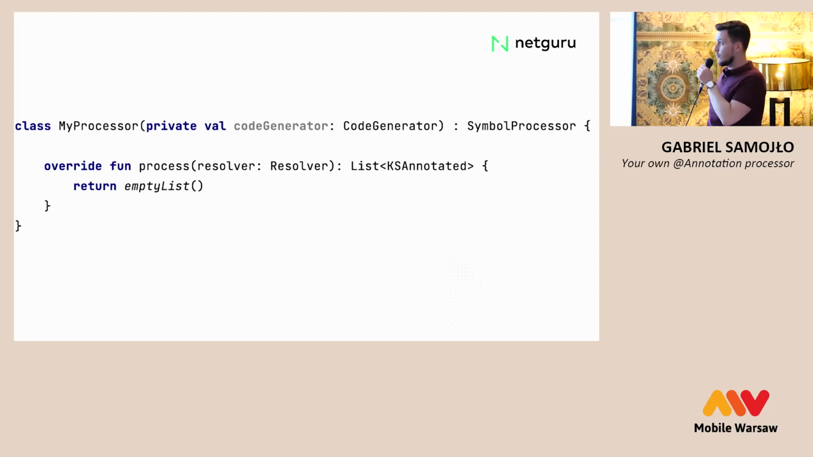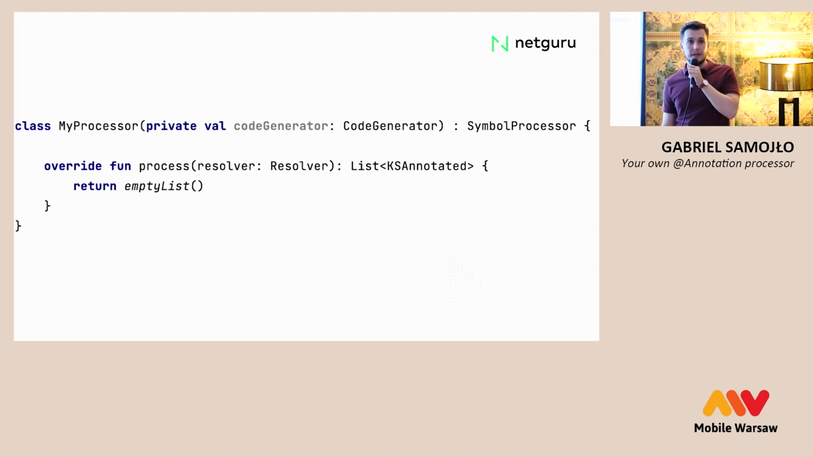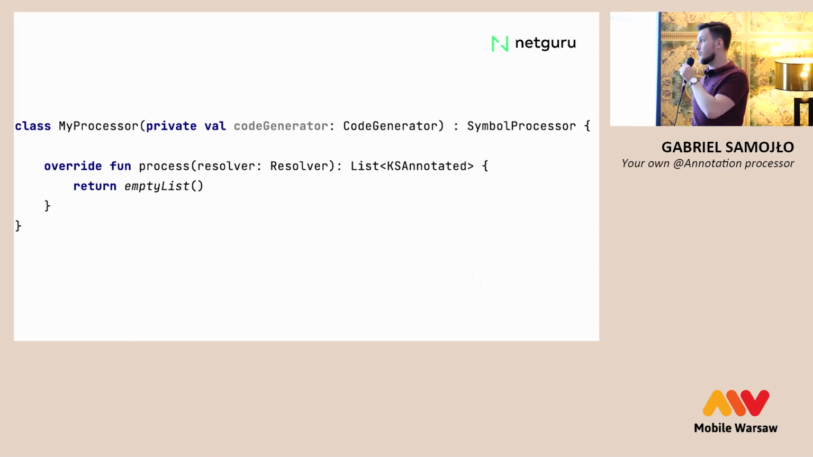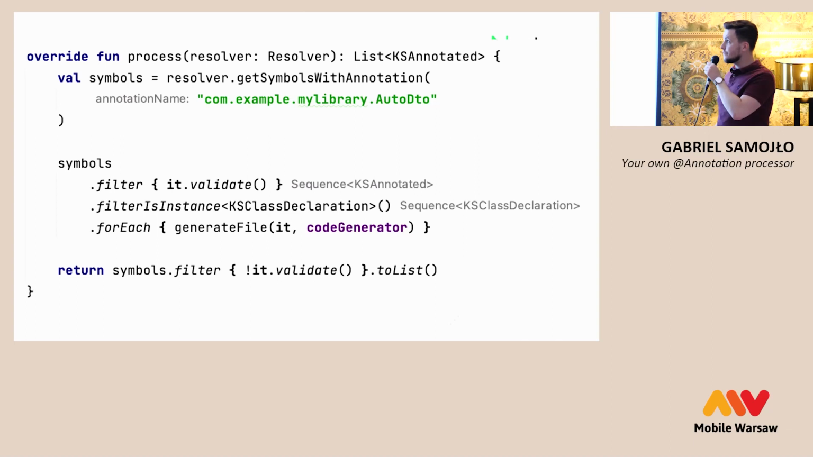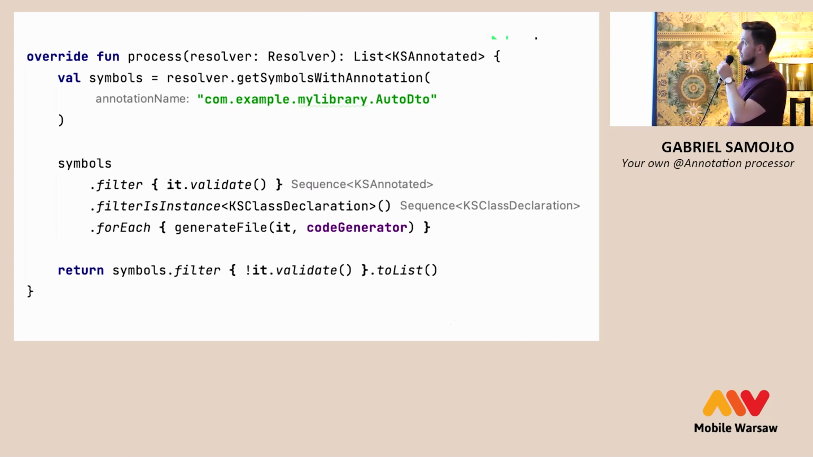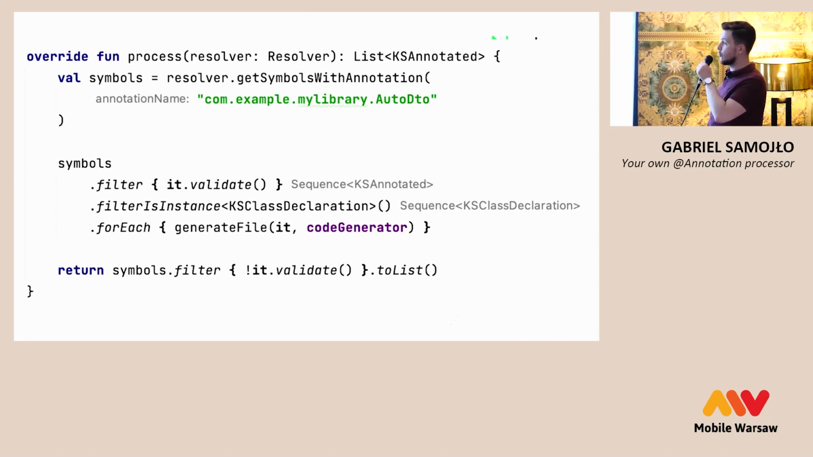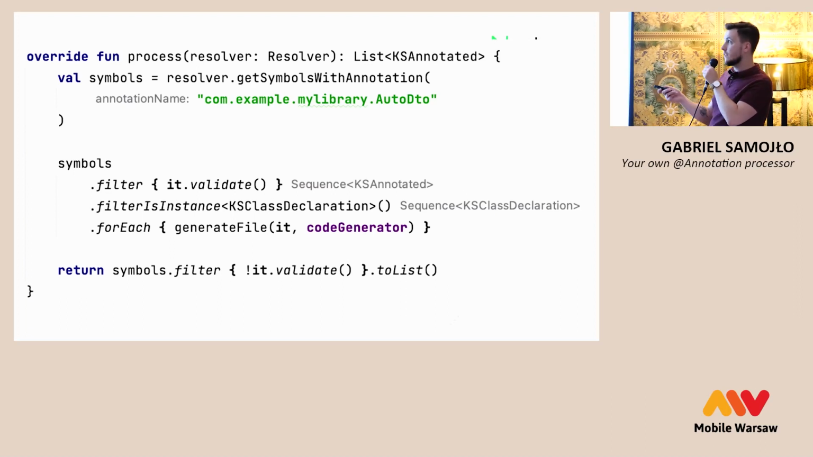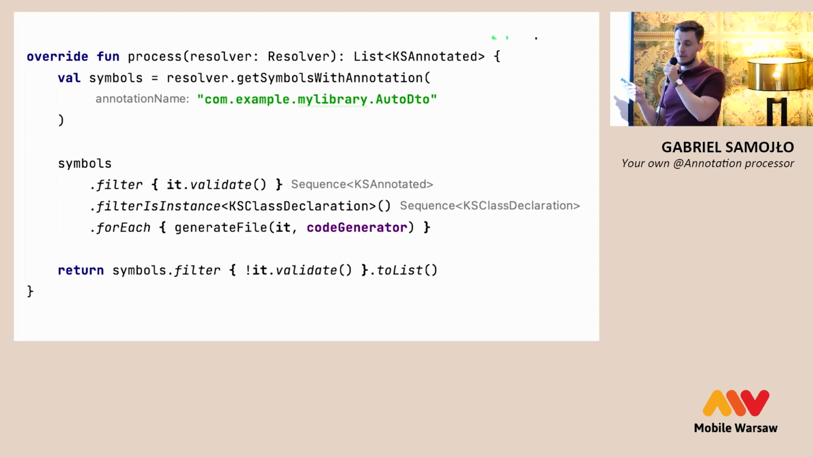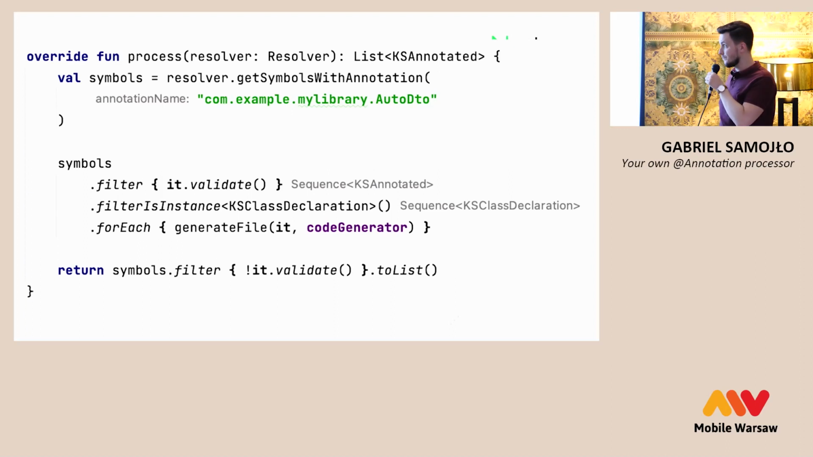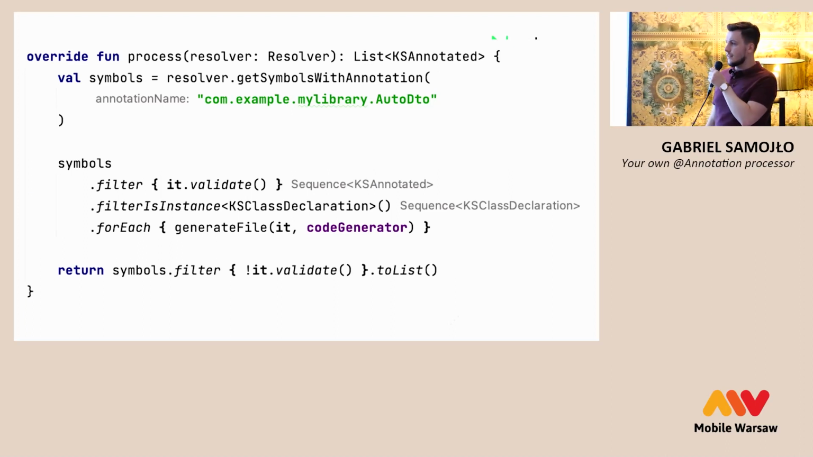So the one and only thing that we need to have in our processor is the process method. And we are gonna query all the annotated symbols, providing the full qualifier of our newly created annotation. And basically that's it for having the annotations being queried.